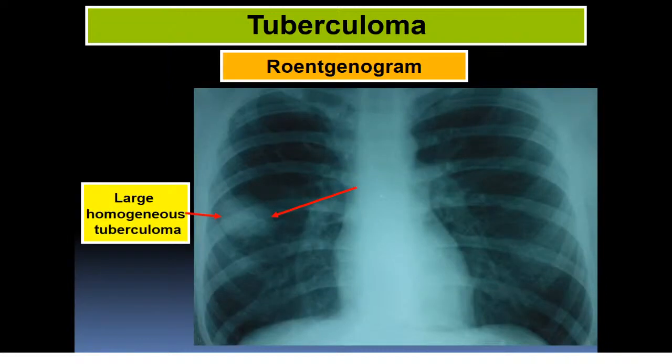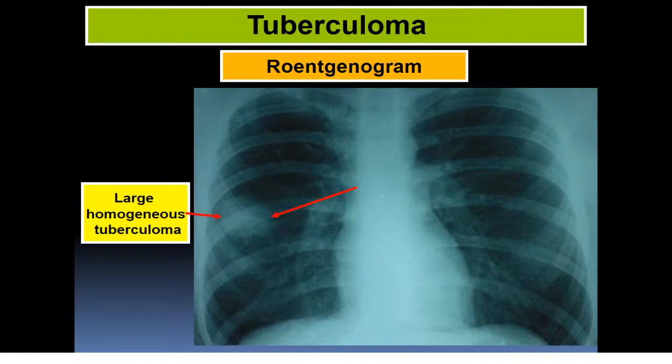On rentgenogram, we can see in this form of TB a round formation. That's why this shadow is named round shadow. This is a shadow more than 1 cm with regular contour, regular border, clear border. This is an encapsulated formation.